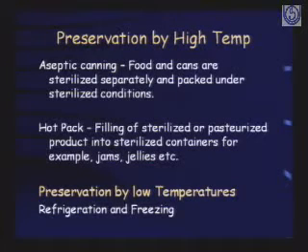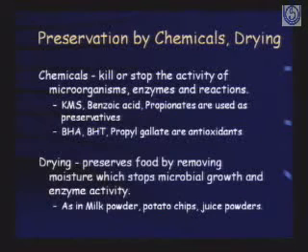Then hot pack, like in jams and jellies, we pour hot product into sterilized containers but not under sterilized conditions. Then preservation by low temperature, here again refrigeration and freezing come. Then there are other methods like preservation by chemicals and drying. For example, we use KMS and benzoic acid in fruits and fruit juices, squashes, etc. Propionates are used to prevent mold growth in bread. Then in oils we add propyl gallate as antioxidant, because in oils rancidity occurs.